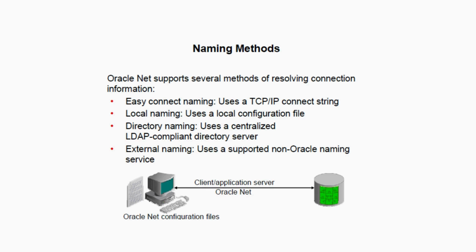Local naming. The local naming method stores connect descriptors, identified by their net service name, in a local configuration file named tnsnames.ora on the client. Directory naming. To access a database service, the directory naming method stores connect identifiers in a centralized directory server that is compliant with the Lightweight Directory Access Protocol, LDAP. External naming. The external naming method stores net service names in a supported non-Oracle naming service. Supported third-party services include Network Information Service, NIS, Distributed Computing Environment, DCE, Cell Directory Services, CDS.